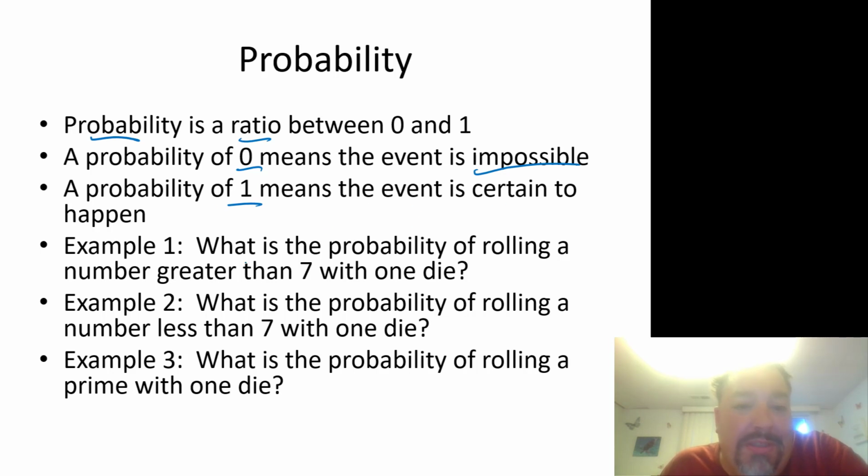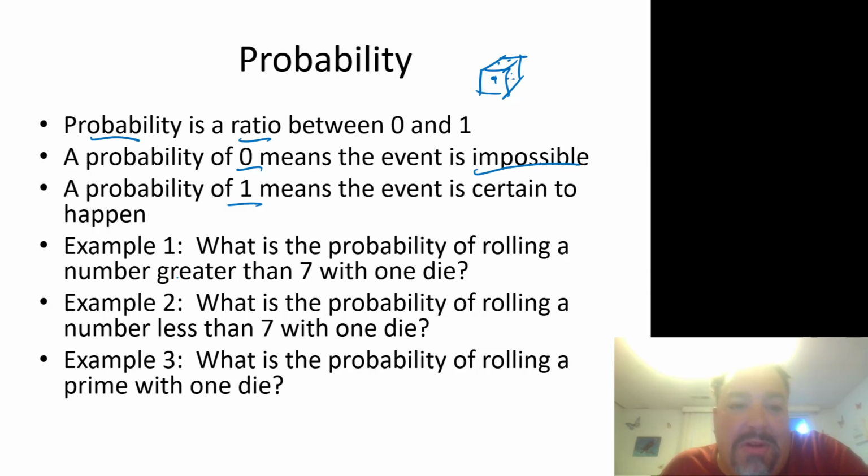So a few examples. What is the probability of rolling a number greater than 7 with one die or dice? So if you look at a dice, it's got the numbers 1 through 6. So it's got like 1 and then 2 and then 3 and so on.